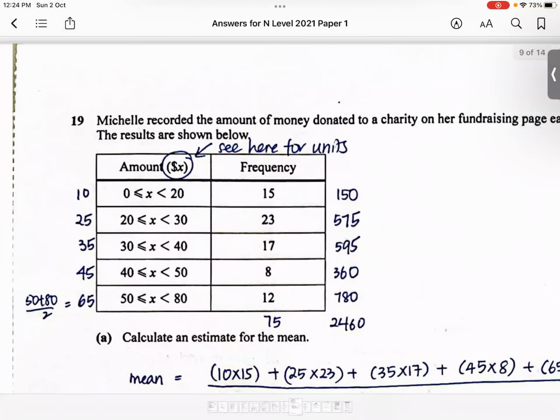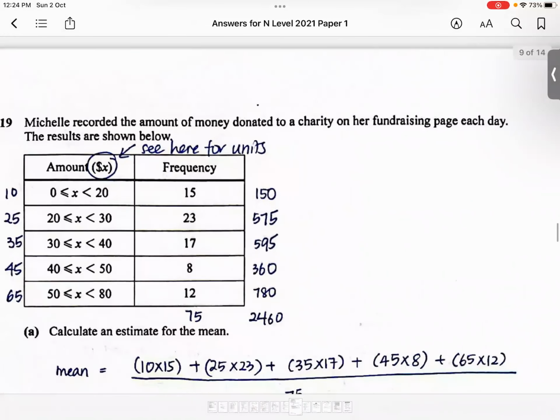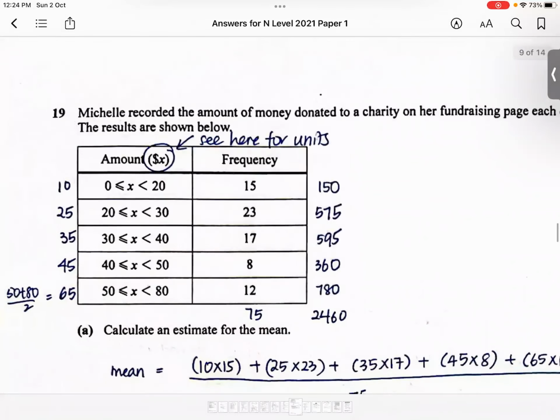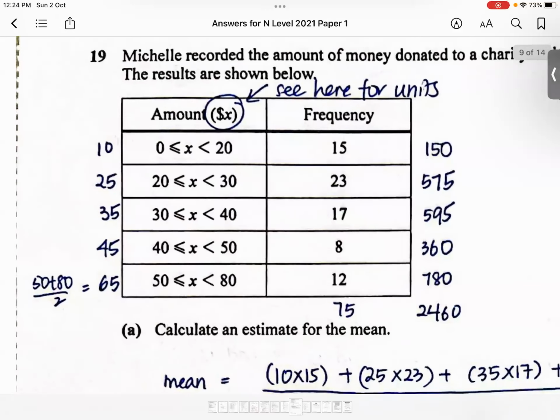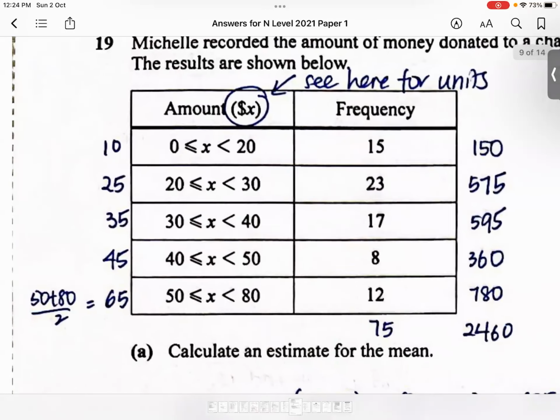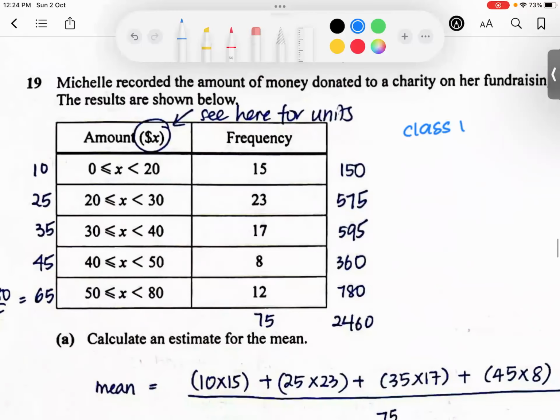First step, this is a frequency table with intervals. Just to highlight a little bit of some basic knowledge. What is class width? Long time never study. This one is studied in Sec 3. What is class width? For example, how big is that interval? This interval is from 0 to 20. So the class width will be 20 minus 0, which gives you 20.